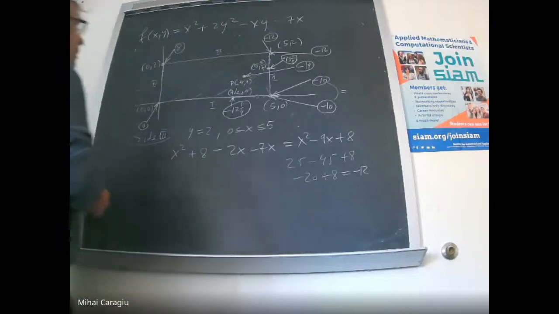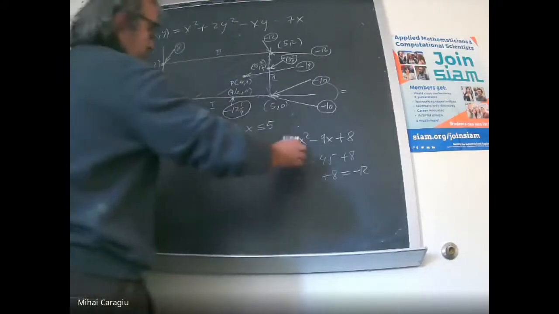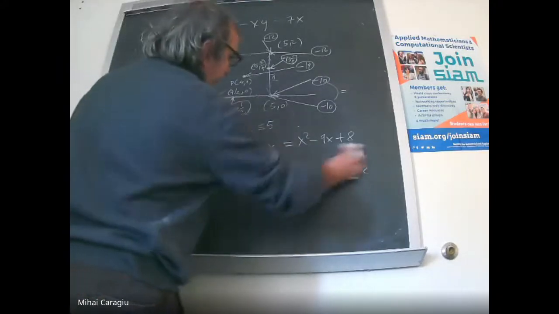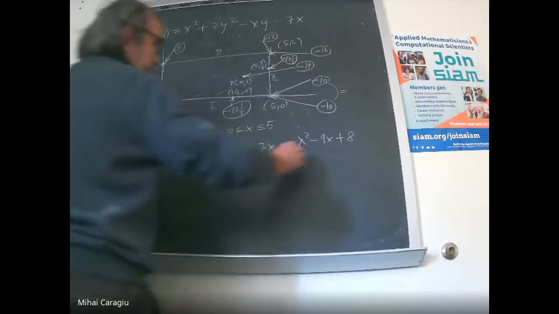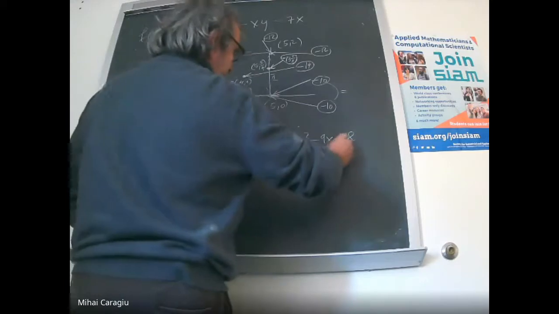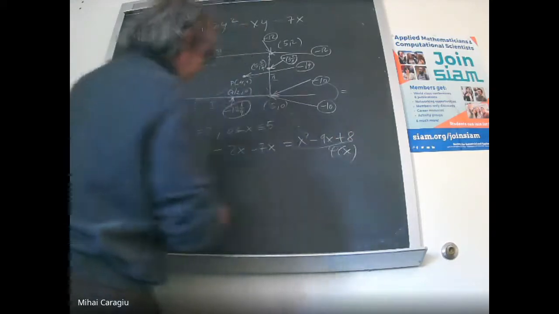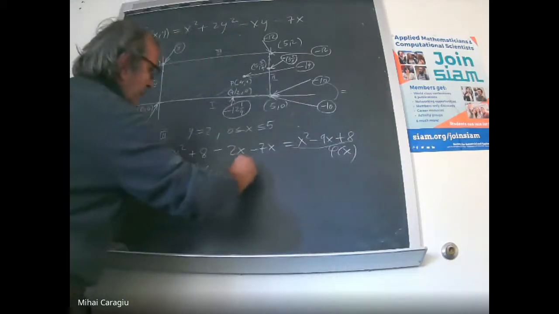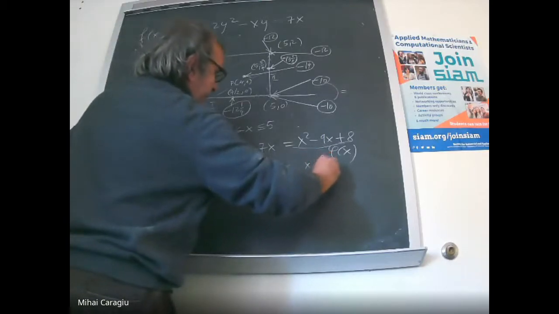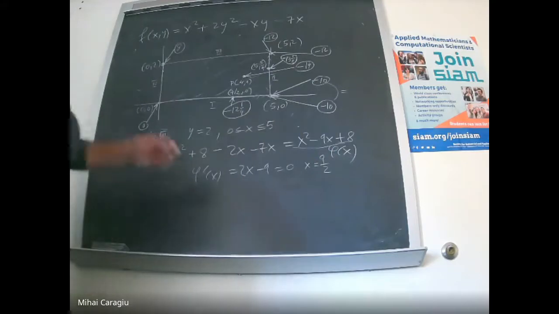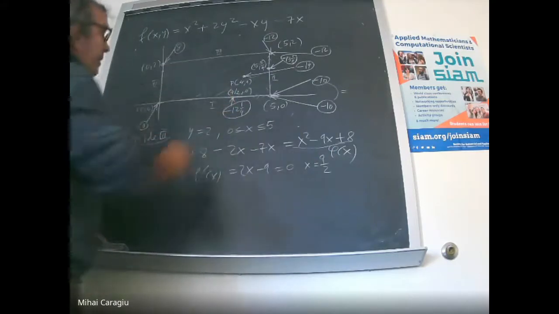So let's try to find the critical points of x squared minus 9x plus 8 inside side number 3. So let's call it phi of x. So phi prime of x equals 2x minus 9 equals 0. That means x equals 9 halves. Okay, so what's the value of the function at x equals 9 halves?